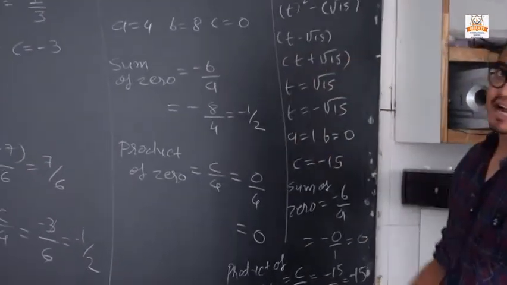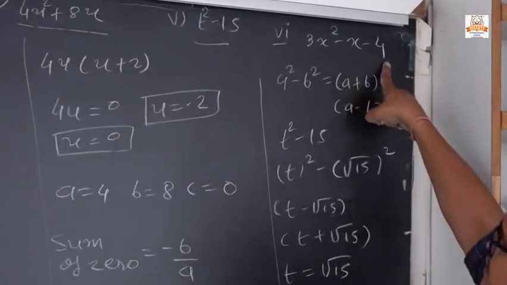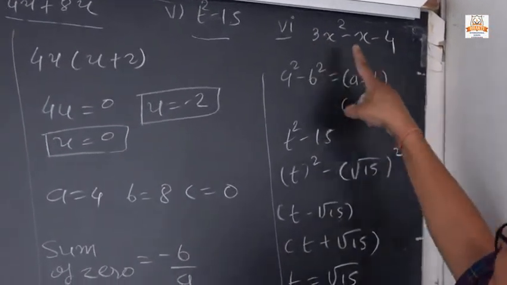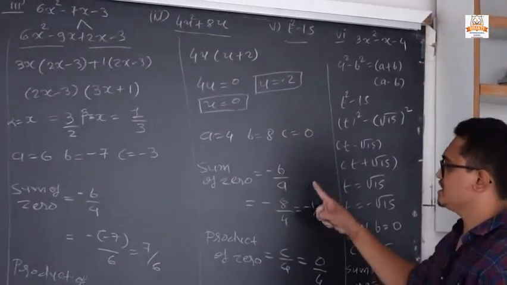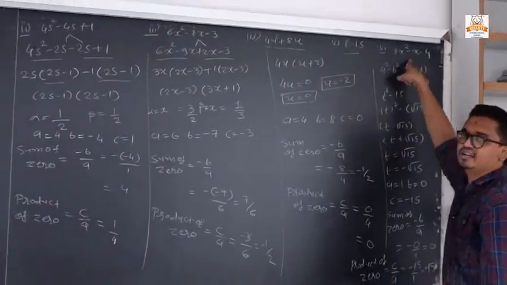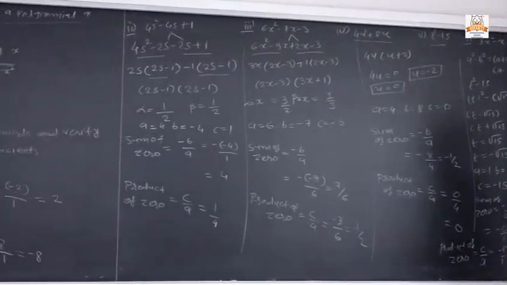Clear? And the last question is the same. See that 3x square minus x minus 4. So 4 3s are 12. You can factorize first by using the factorization method, and then you can find the sum of zeros and product of zeros. So it will be in your homework. You can try at home, and if you have any doubts, you can ask in our group.